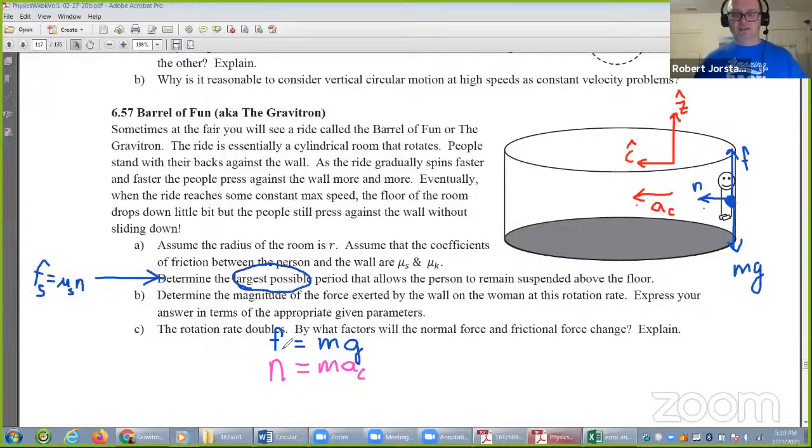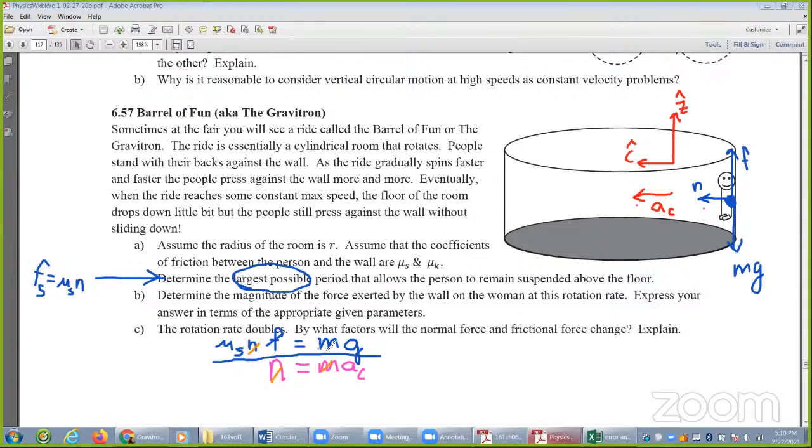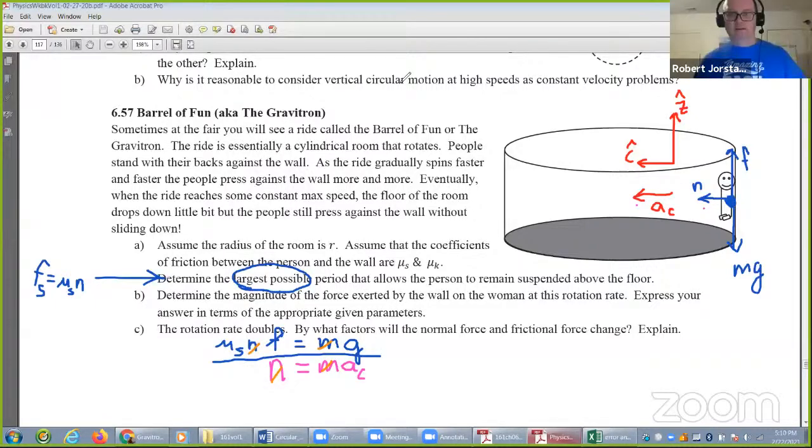All right. So when I do that, that becomes mu static times the normal force. Notice what happens here when you take a ratio. What drops out on each side? Mass and the normal force. And then let's see, what do we get here? I think we get mu static equals g over ac.